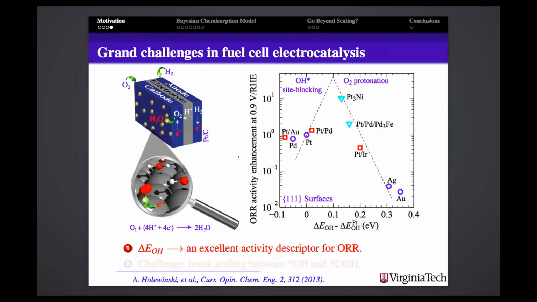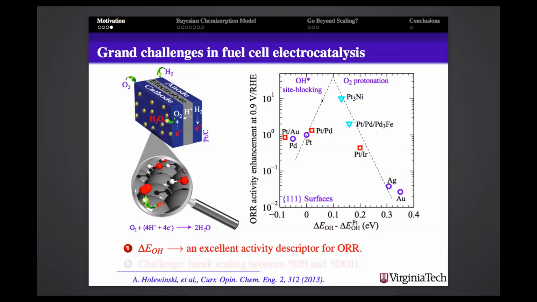Just one example of this linear correlation: I'm interested in fuel cell catalysis. For this reaction, you have to transfer four protons and electrons to O2 to form water. On the right, it shows the measured oxygen reduction activity from model surfaces as a function of OH binding energies. You have probably seen this type of volcano curve before.